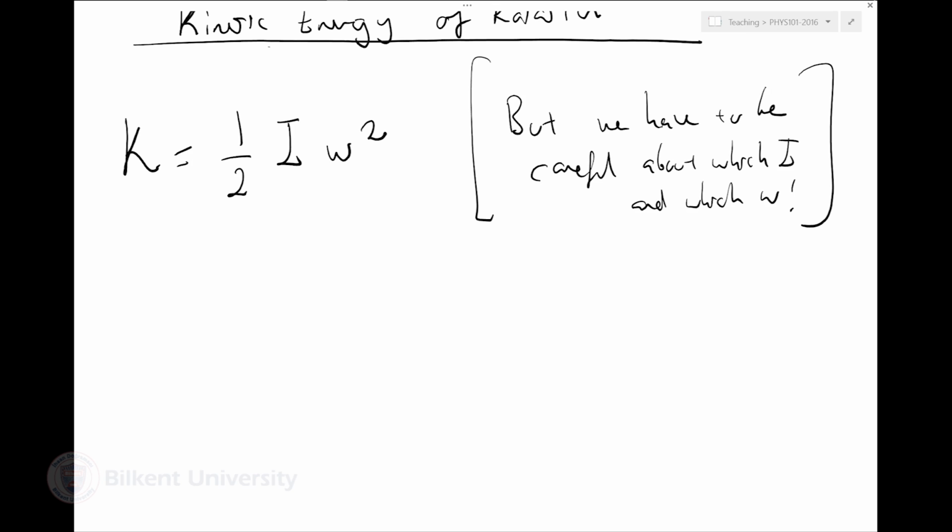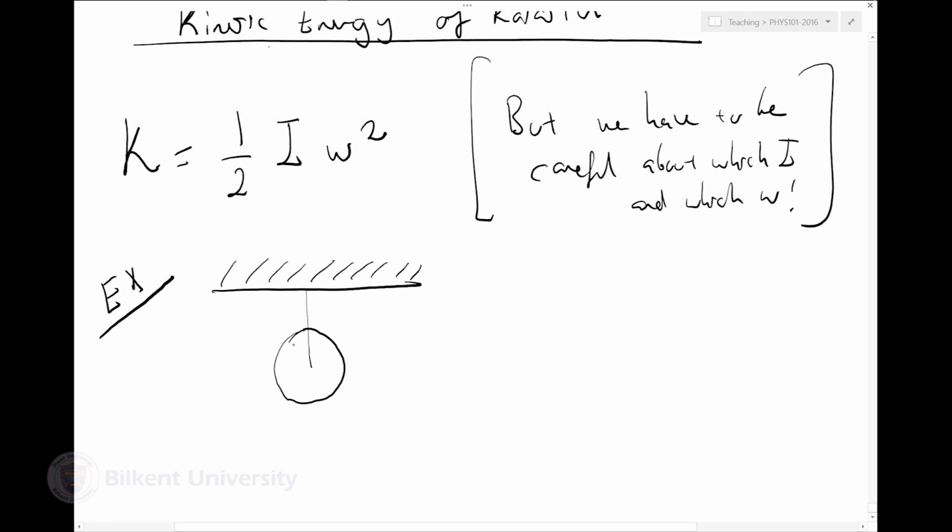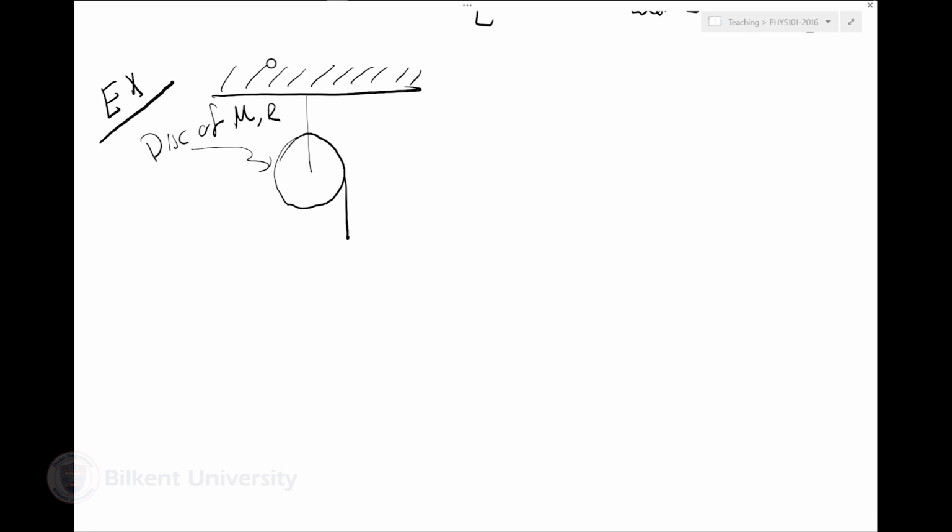Now let's solve one example. Okay, let's say that I have a pulley. So this is a disk of mass m and radius r, and onto that I add a mass small m. And initially this mass m is a height h above the ground.